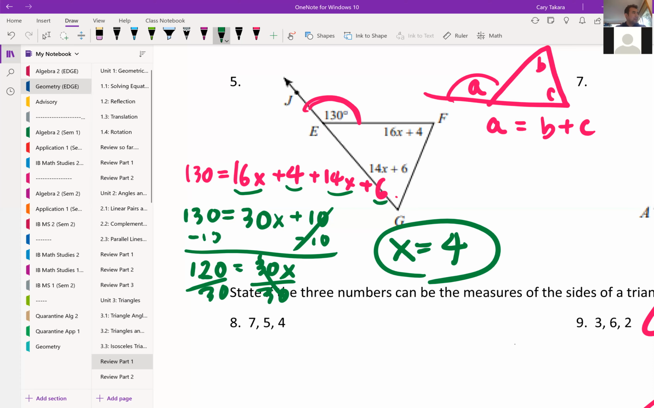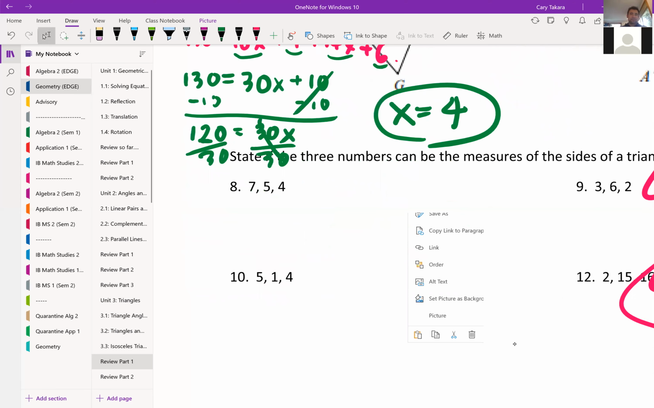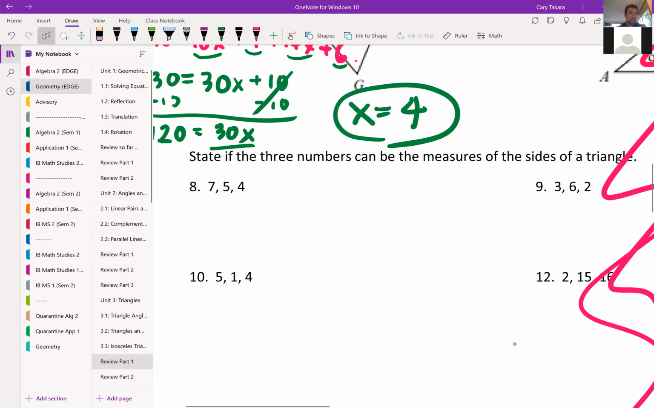All right. Number 8. State if the 3 numbers can be the measures of the sides of a triangle. If you have a 7-inch stick, a 5-inch stick, and a 4-inch stick, will you be able to create a triangle by connecting the endpoints? Because for some sets of 3 numbers it's not going to be possible. But will it be possible for this combination?